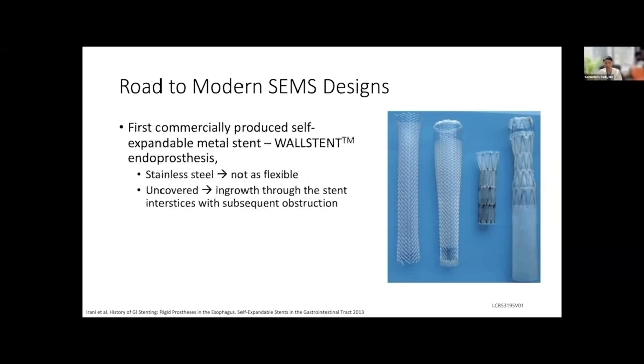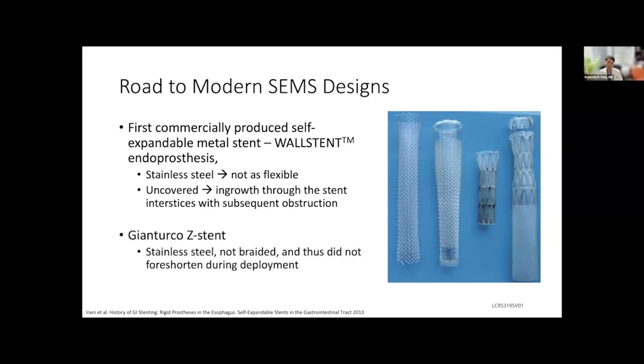These are some of the earlier stent designs. This was the first commercially produced self-expanding metal stent, the Wallstent. They were stainless steel most of the time, which compared to current designs was not as flexible and had issues of its own. They were uncovered, so the concept of a covered stent in places like the esophagus did not yet exist, and they realized soon after that these uncovered stents had significant issues with ingrowth.